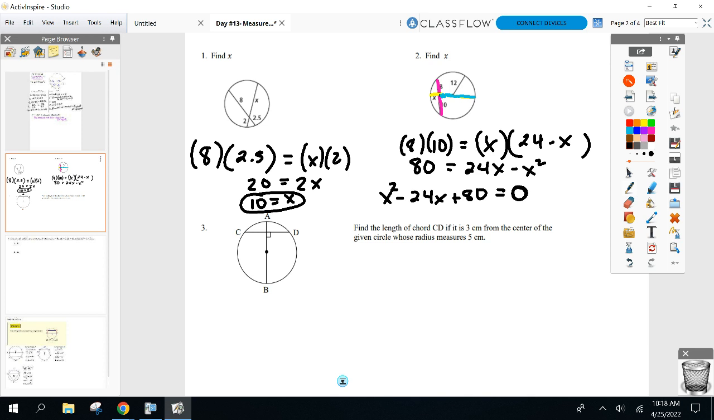Uh-oh, here you go. Not our favorite. Two numbers. What are you thinking about? Two numbers or putting in your calculator? Two numbers that do what? What do your two magic numbers do here? Multiply to 80, but add to negative 24. All right, let's go. Find them. 10 and 8, those are the ones that first come to my mind, but that's not going to work. Can't get 24 from there.